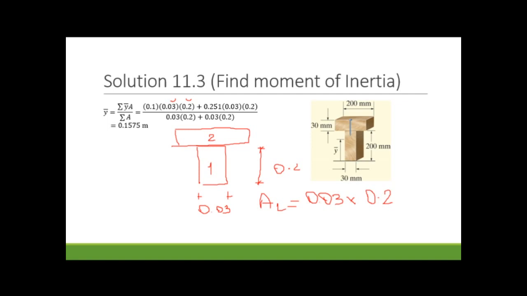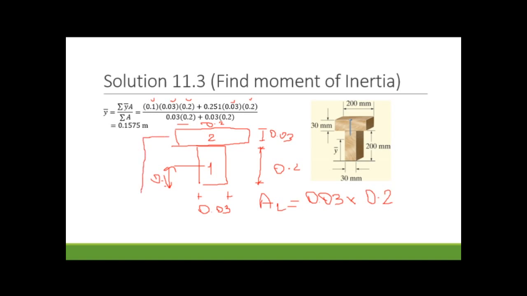What about the 0.1? The centroid of part 2 we know is in the middle of this, and the reference section is the bottom, therefore this distance should be 0.1. I obtain it from here. What about this one? Again the area is similar because the dimension is the same, 0.03, and this one is 0.2. Therefore this value is not changed, width and height.